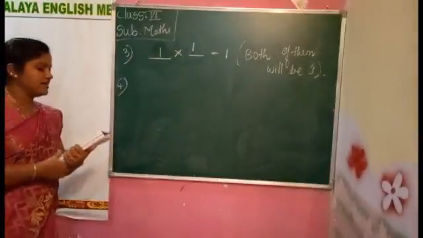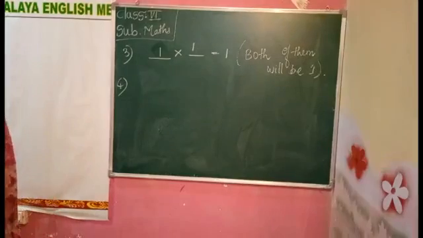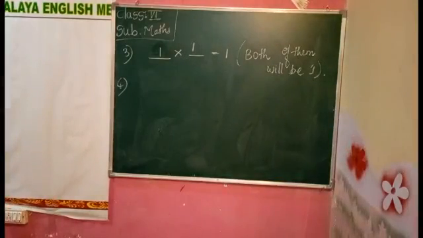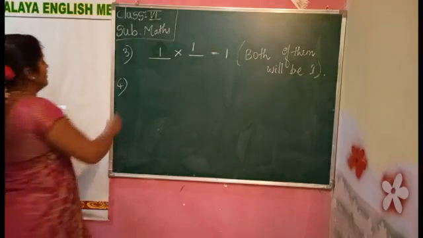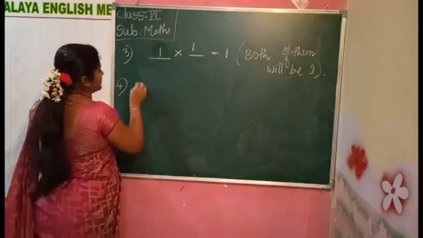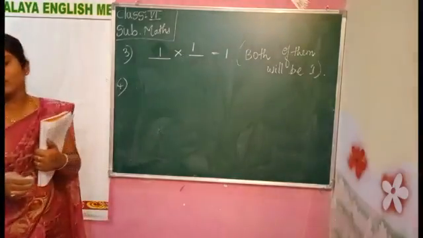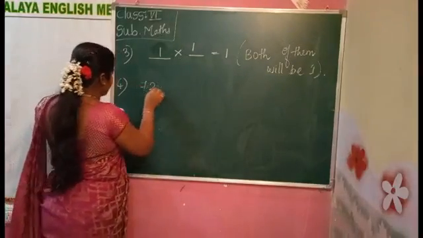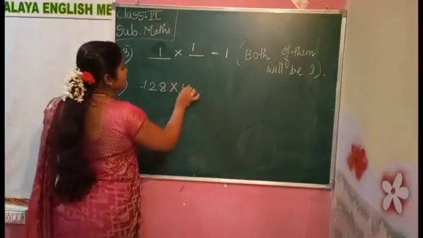Fourth one, find the values using distributive property. Which property are we using? Fourth one, distributive property. First example, 728 into 101.